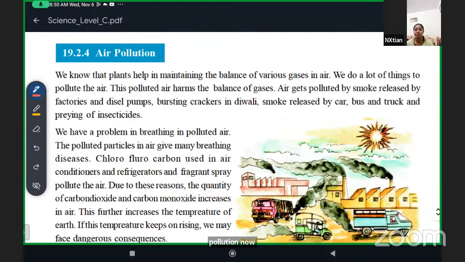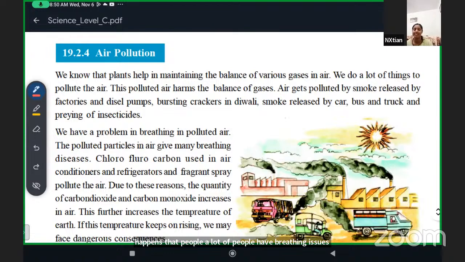Now, what happens when the air is polluted? There are a lot of harmful effects of the polluted air. One is that we are unable to breathe properly, right? In the cities such as Delhi, where the pollution is highest, right? If we talk about India, the highest air pollution is in Delhi. What happens there? A lot of people are having breathing issues, right?